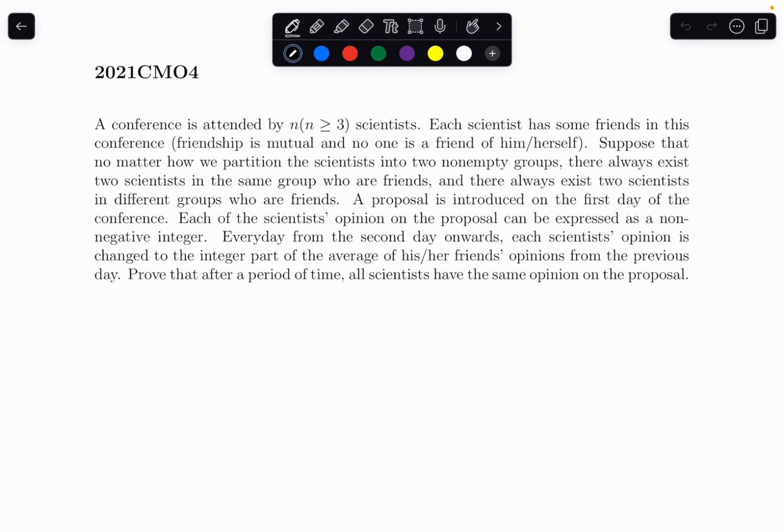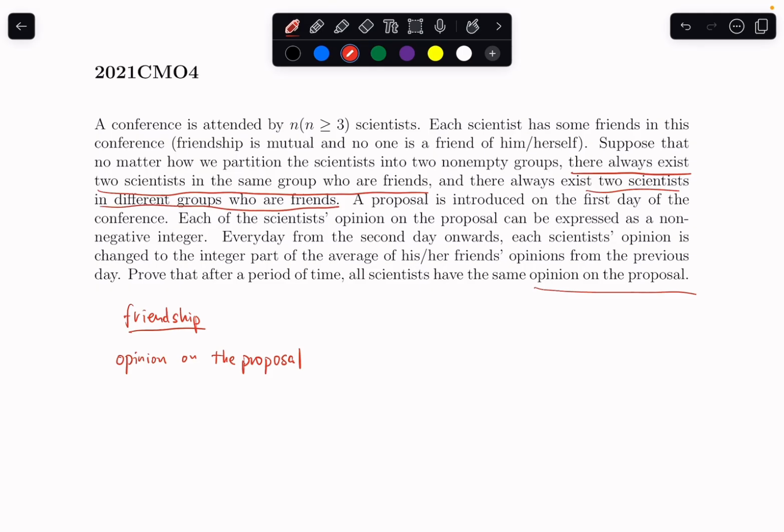So in this problem, there are two sectors. The first is the friendship, and the second is the opinions on the proposal. At first, we need to consider the friendship. There is a condition that there always exist two scientists in the same group who are friends, and there always exist two scientists in different groups who are friends.